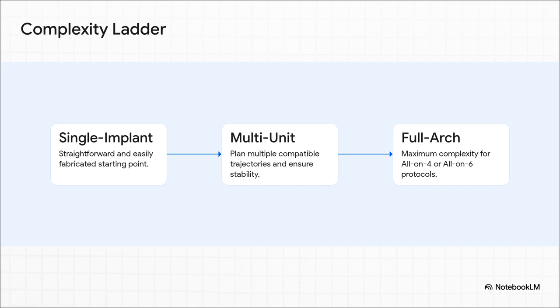Step 2. Multi-unit guides. Here you have to plan multiple trajectories that work together and ensure the whole thing stays stable even as drilling creates more holes in the bone. And then step 3. Full arch guides. This is maximum complexity. The stuff you use in all-on-4 or all-on-6 protocols. It makes perfect sense that you want to master single-unit cases before jumping into the extreme precision required for full arches, where even a tiny error is magnified across multiple implants.